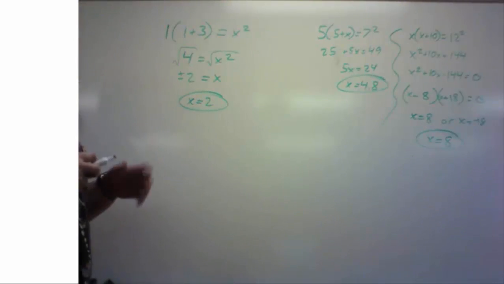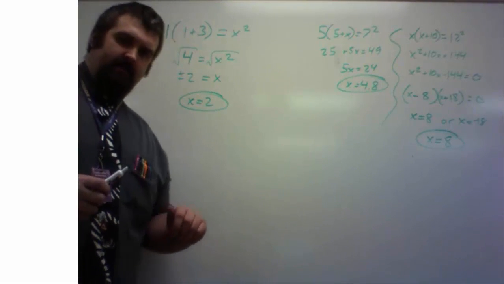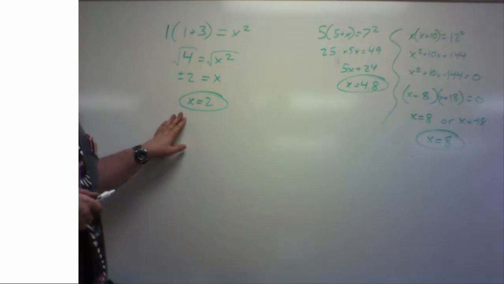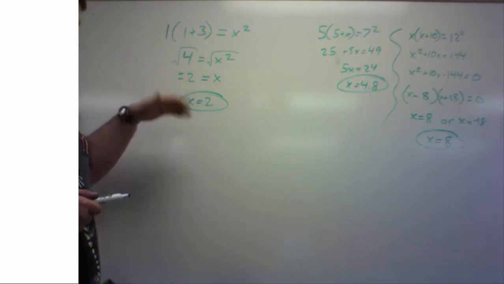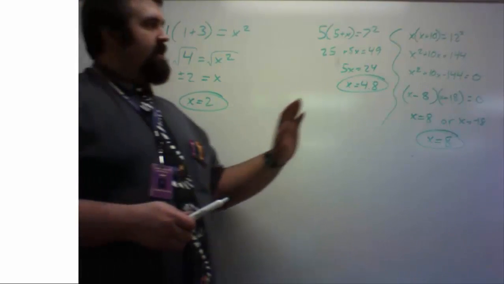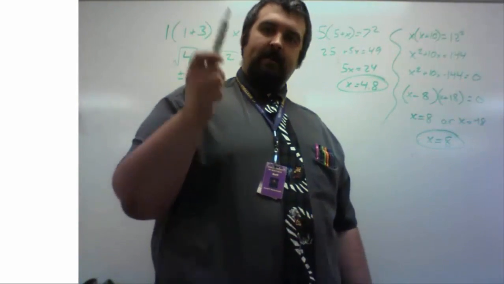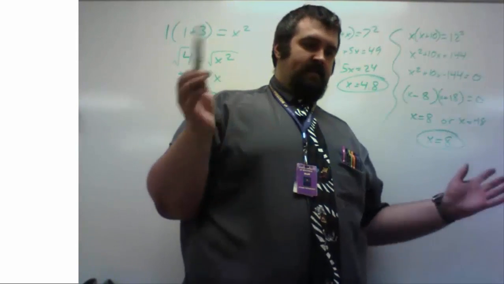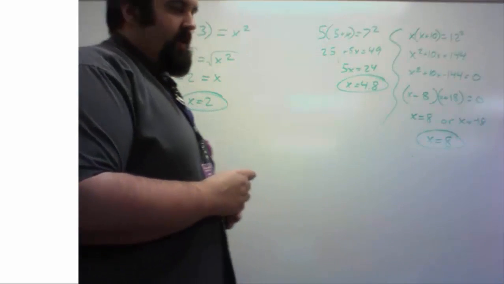Alright, and these are all your answers. If you did it correctly, you should have got 2, 4.8, and 8. Now real quickly, this one had 2 answers, x equals plus or minus 2. But the length can't be negative, so I threw out the negative answer, x equals 2. Over here I got 2 solutions, x equals 8 and x equals negative 18. But when I plug negative 18 in for x, it doesn't make sense. So my only answer here was x equals 8, even though there were other answers.